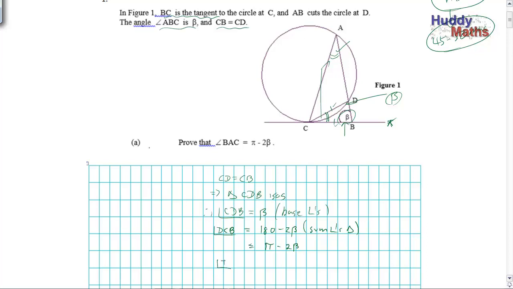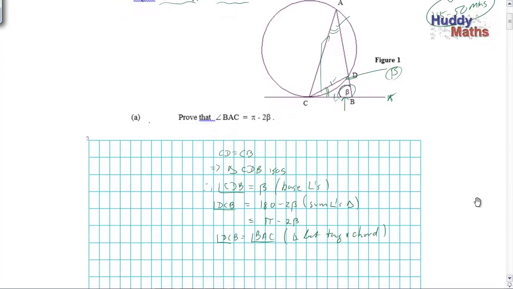Angle DCB equals angle BAC, angle between tangent and a chord, something like that. Just an abbreviation, so that the person reading it is pointed to a unique theorem.